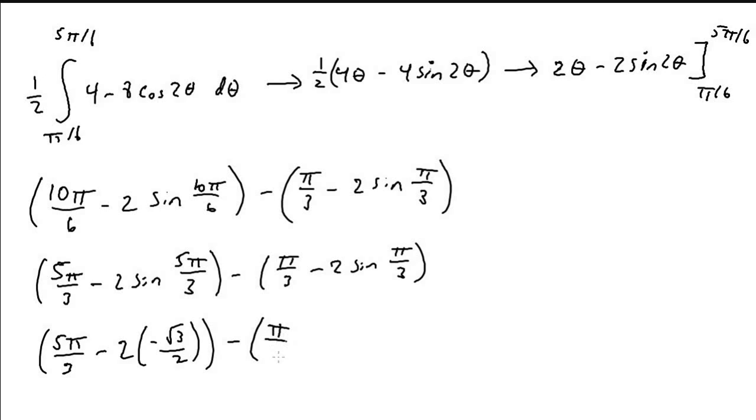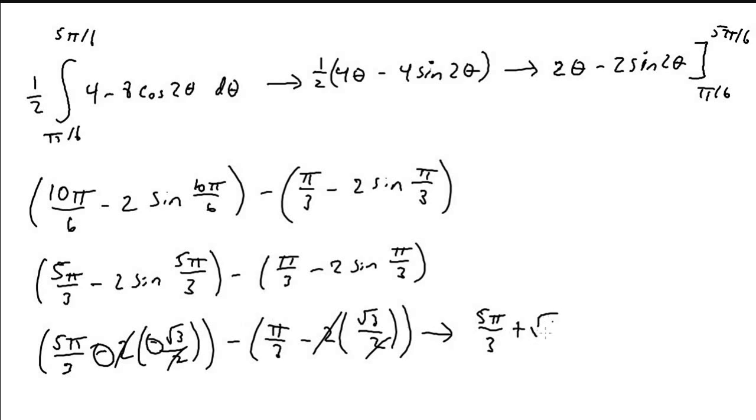Minus pi over 3 minus 2 times sine of pi over 3, which is square root of 3 over 2. Notice the 2's will cancel here and the 2's will cancel here. So we're basically going to end up getting 5 pi over 3 minus a negative, so plus the square root of 3, minus pi over 3 minus the square root of 3.